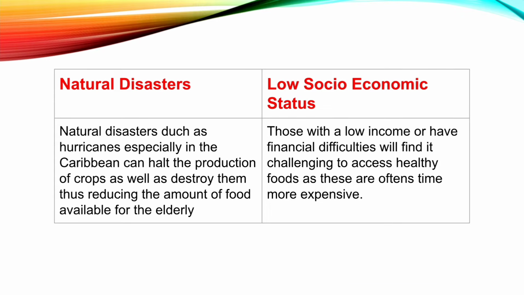And natural disasters, we know we get them quite often in the Caribbean, and usually around this time, it is harder for us to get certain food items. So this would affect the elderly in that regard. In terms of low socioeconomic status, it says those with a low income or those who have financial difficulties will find it challenging to access healthy foods, as these are oftentimes more expensive. And especially in this current time that we are in, we find that foods that are healthier for us tend to be way more expensive than those items that have a low nutritional value.